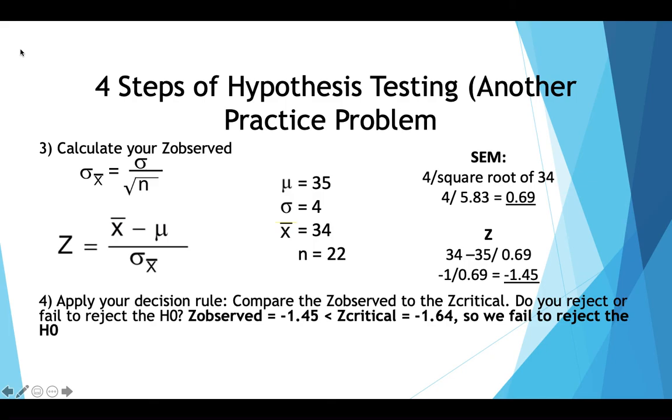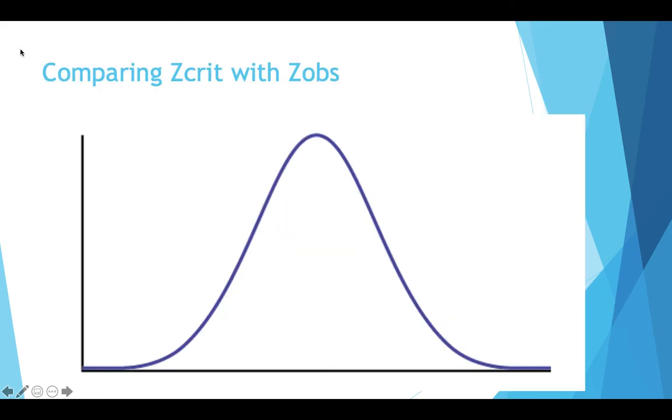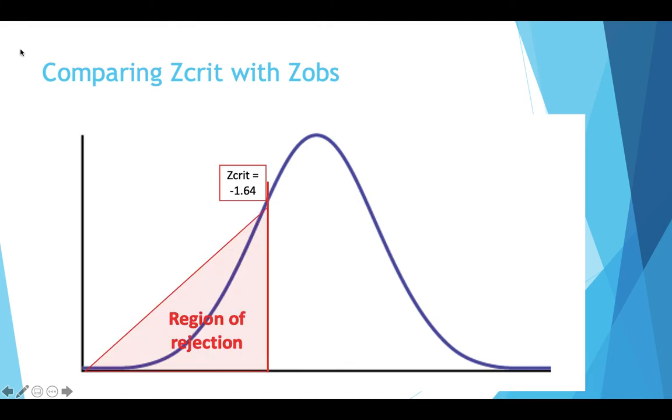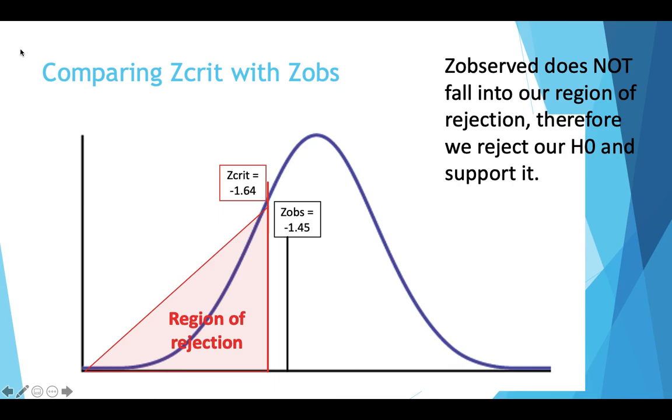Apply your decision rule. Here, our z observed of negative 1.45 is not less than our z critical of negative 1.64, so we fail to reject the null hypothesis. Visually, we have a z critical of negative 1.64. This is our region of rejection. Our observed is negative 1.45, so it gets very close to that region of rejection, but it does not quite fall into it. Therefore, we fail to reject our null.